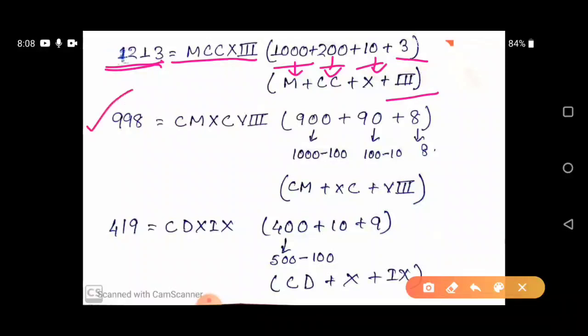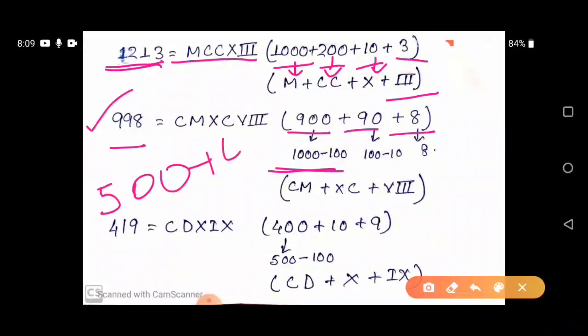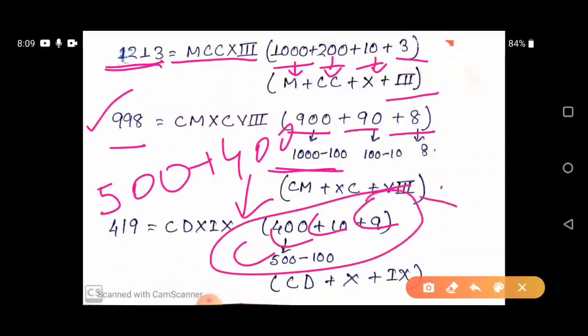Next number is 998. 998 can be written as 900 plus 90 plus 8. So 900 can be written as 1000 minus 100. You cannot write 900 as 500 plus 400, because to write 400, if you repeat C 4 times, then it will be wrong, because we cannot repeat a symbol more than 3 times.